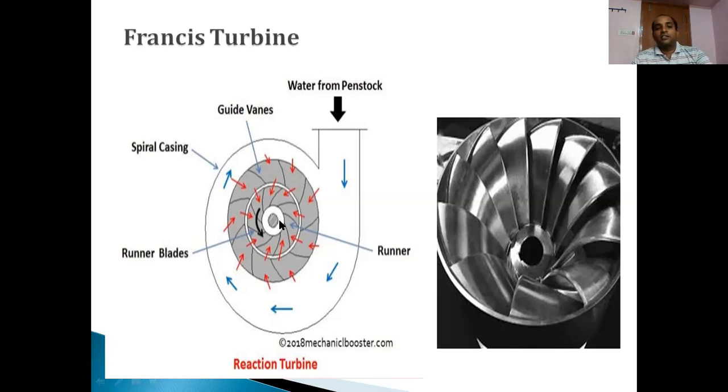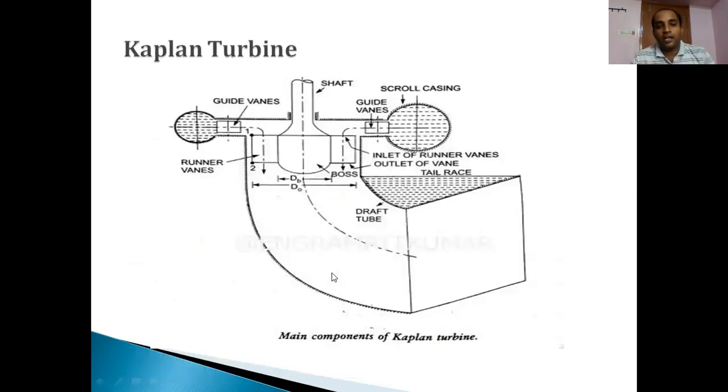That is the reason we call the Francis turbine a mixed flow reaction turbine. Here the water enters radially through the guide blades, through the runner blades, and then it is discharged axially through the draft tube. Normally it is used when the water availability is in the range of 50 meters to 150 meters. Okay, friends. Then the last turbine, that is the Kaplan turbine.